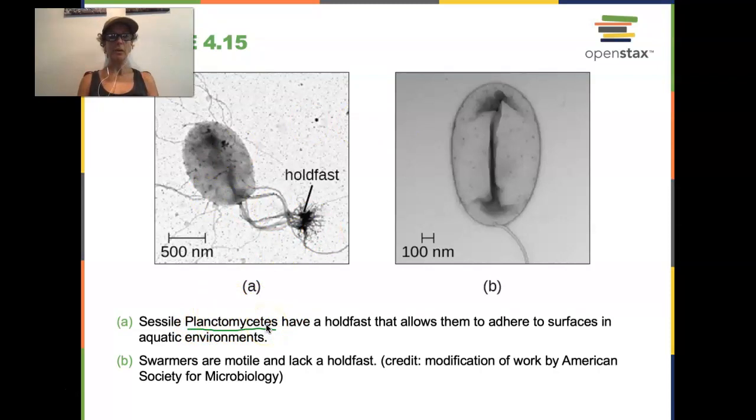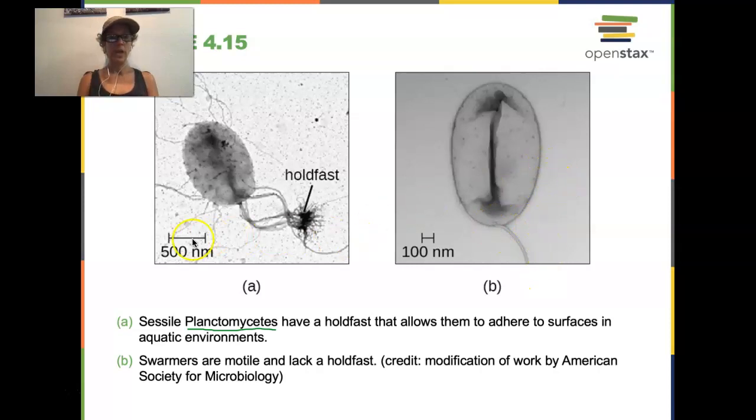Planktomycetes. What a crazy name. Usually when you see M-Y-C-E-T, it means a fungus. And plankto, like plankton. These are found in aquatic environments. To be sessile means that they don't really move around. So instead of this being a flagella, it's a holdfast. It's a clumping of appendages that allow them to stick to surfaces in that aquatic environment where they live. The ones in a different life stage of this cell don't have the holdfast, and they can use that appendage for swimming.